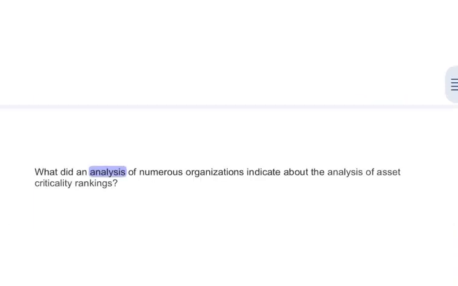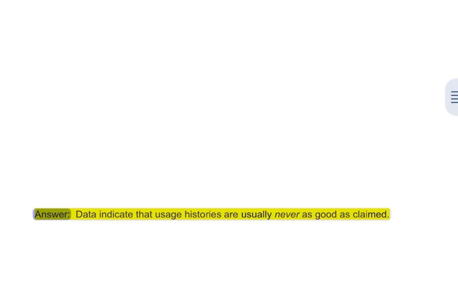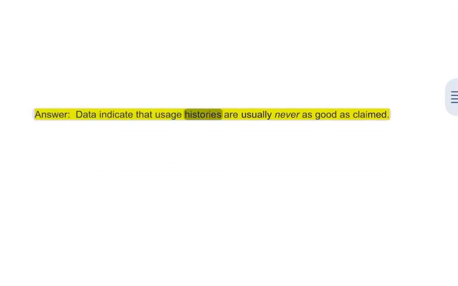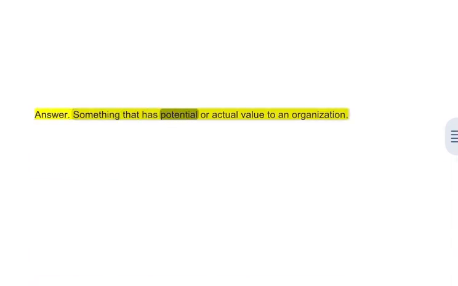What did an analysis of numerous organizations indicate about the analysis of asset criticality rankings? Answer: data indicate that usage histories are usually never as good as claimed. What is an asset? Answer: something that has potential or actual value to an organization.